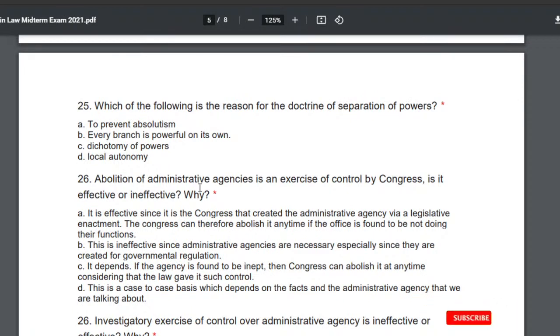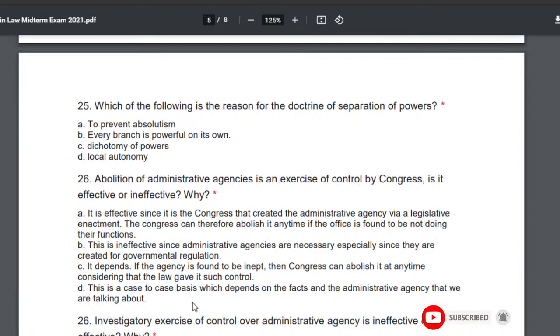Number 26. Abolition of admin agencies is an exercise of control by Congress. Is it effective or ineffective? Why? A, it is effective since it is the Congress that created the admin agency via legislative enactment. The Congress can therefore abolish it anytime if the office is found to be not doing their functions. B, this is ineffective since admin agencies are necessary, especially since they are created for governmental regulation. Letter C, depends. If the agency is found to be inept, then Congress can abolish it any time, considering that the law gave it such control.